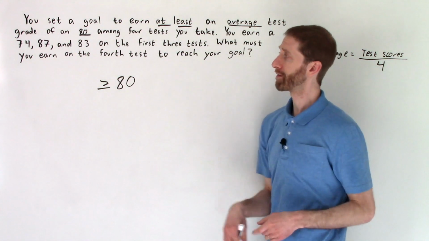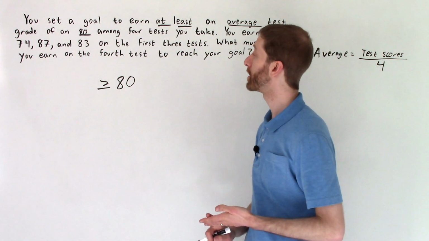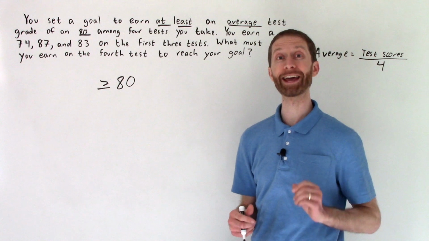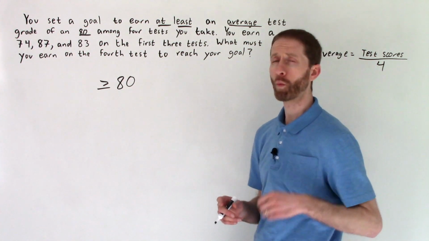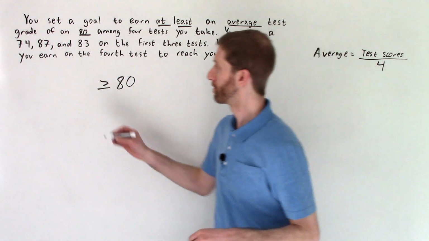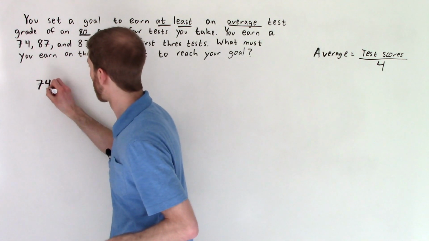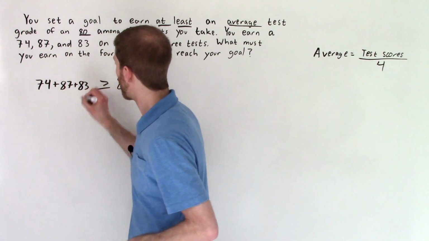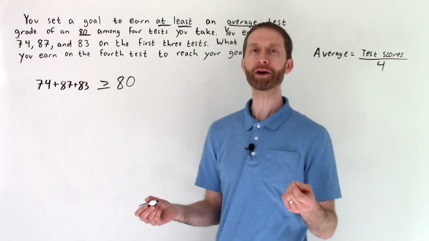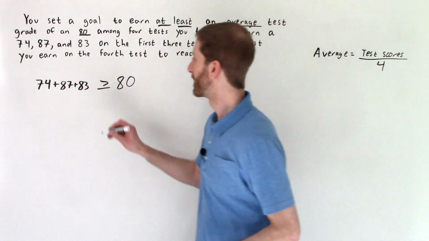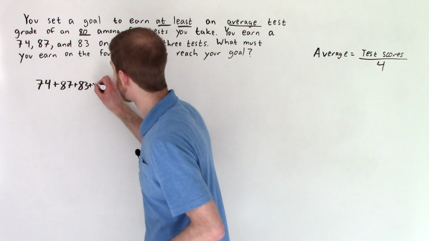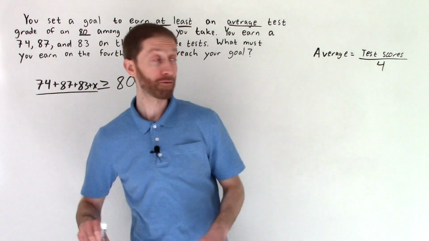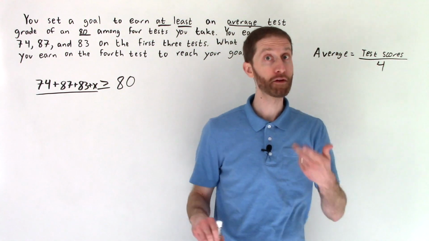We're told that you earn a 74, an 87, and an 83 on the first 3 tests. What must you earn on the 4th test to reach your goal of getting at least an 80? We're going to add up our 4 test scores. Well, you have 3 of them: a 74 plus an 87 plus an 83. Well, what's your 4th test score? You don't know it. An unknown is going to be X. So your 4th test score is just going to be plus X, an unknown amount. That's what we're solving for. And we need to divide that by 4 because the average is, again, out of 4 test scores.